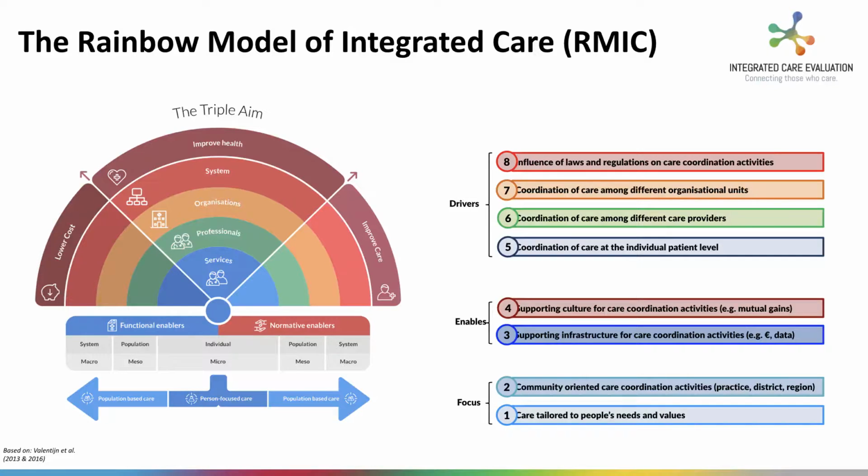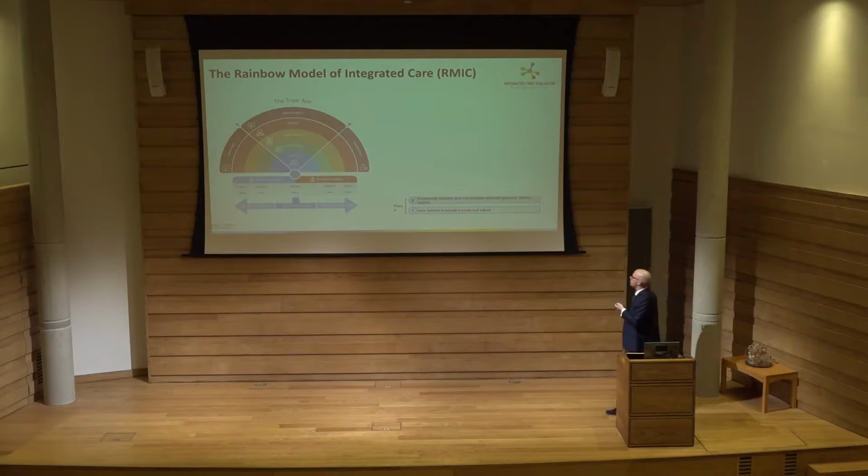So what we did, first of all, we started with the focus. What is integrated care about? And here you see person-focused care in the center of the model. That's pointed out by the work of Barbara Starfield: looking at a person in a social context and looking at the person's needs and values and addressing them. But this is organized at the micro level in the interaction between a patient and a provider.